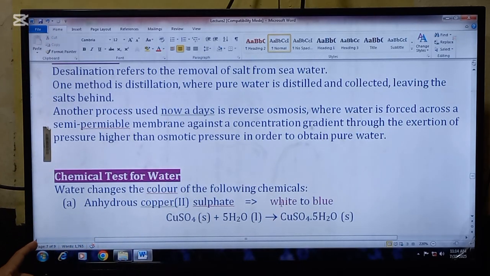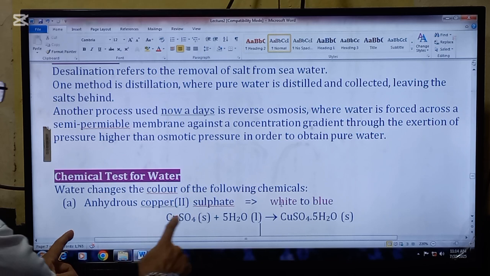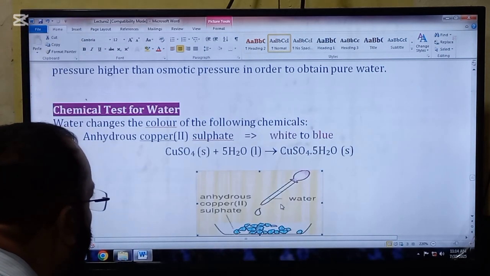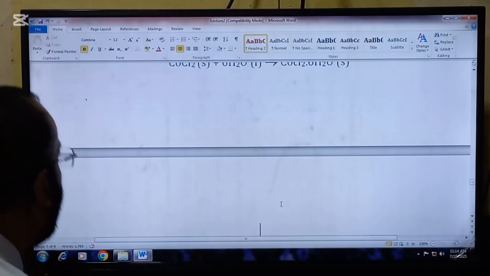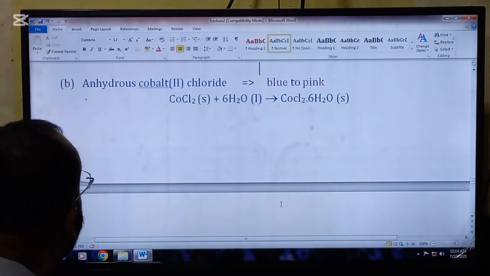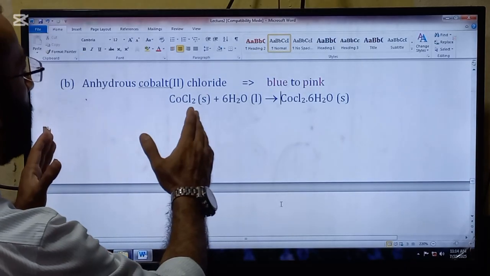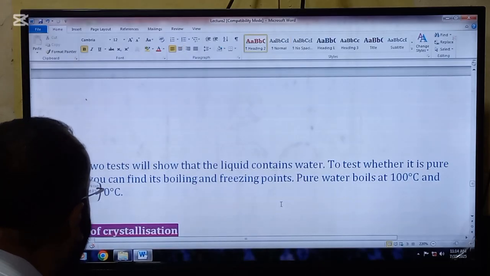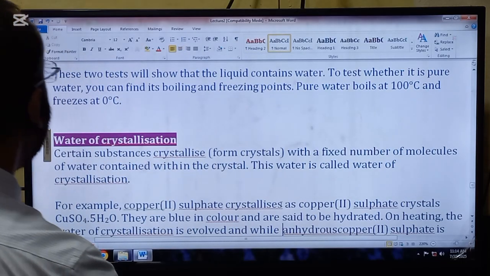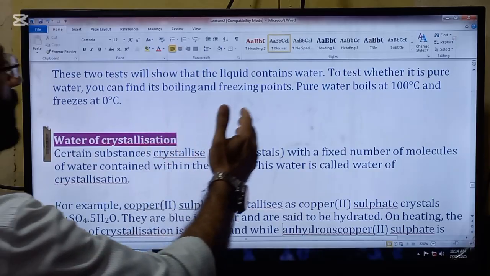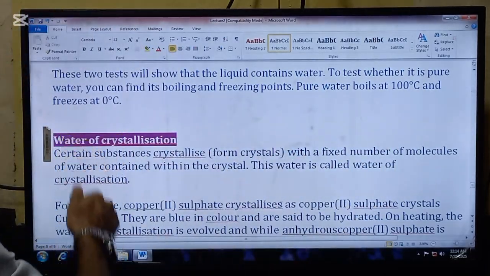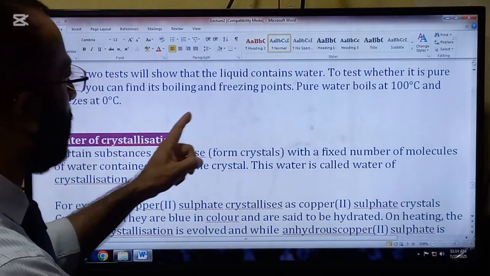Water changes the color of anhydrous copper sulfate from white to blue. Next, water changes the color of anhydrous cobalt chloride from blue to pink. These two tests will show whether the liquid contains water or not. To test whether it is pure water, you can find its boiling and freezing point.